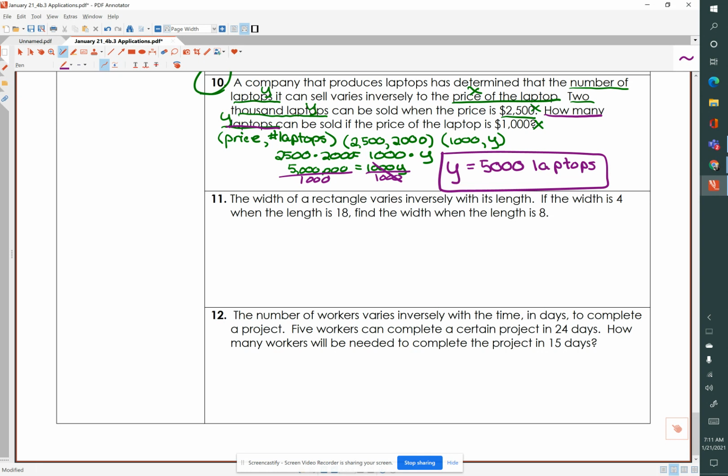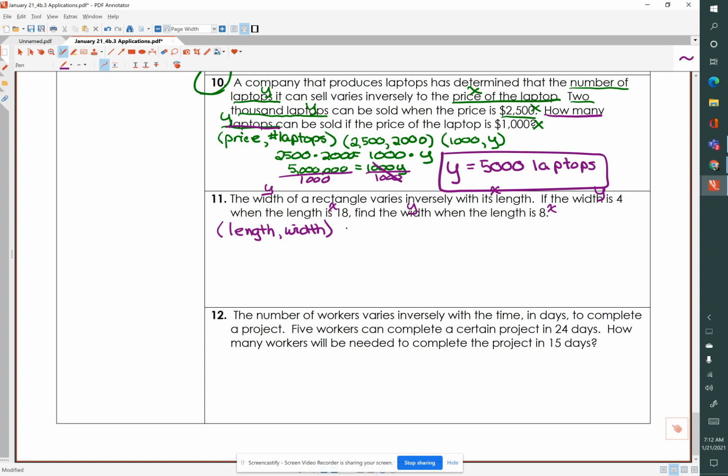All right, so for number 11, the width of a rectangle, that's our first thing we see, that will be our y, varies inversely with its length, that will be our x. If the width, y, is 4 inches when the length is 18, find the width, so our y is unknown, when the length is x. So let's use words to define this. We've got our x value is length, and the y value is width. Length and width problems are very common in algebra.